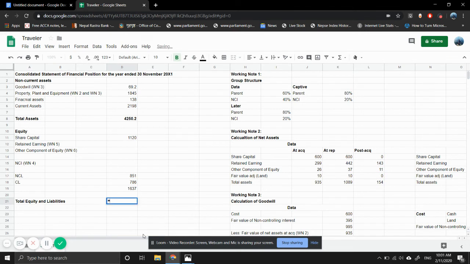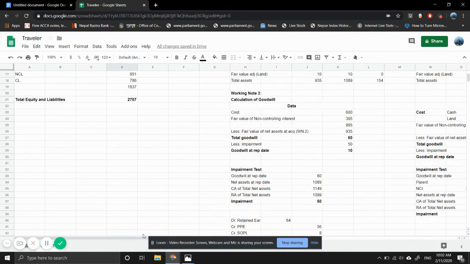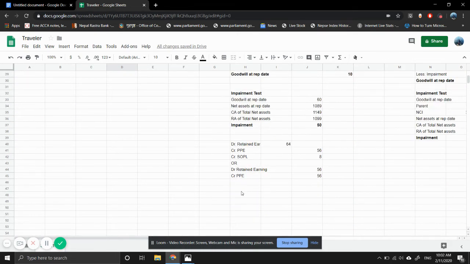Bold it, right? So this plus this figure of NCI plus this figure of total equity. So that's how much it should be, and then this figure will basically be this figure plus this figure plus this figure. So I'm just linking it up, okay? So what I'll do next is let's do working note 4, okay?